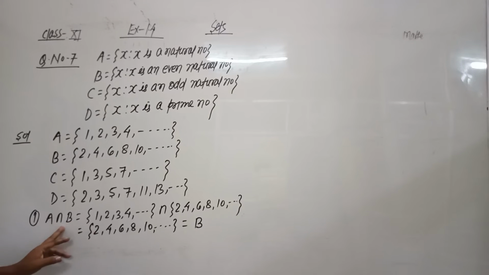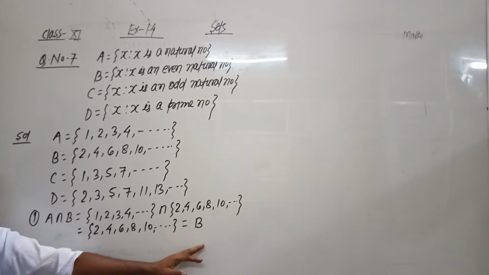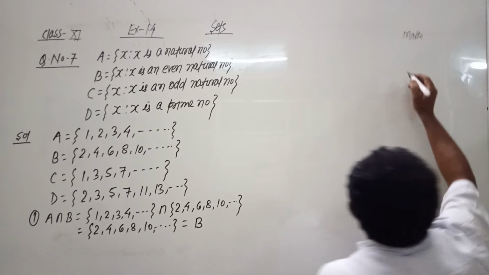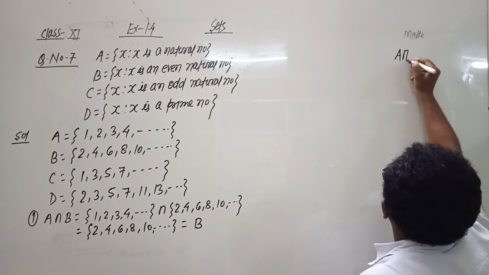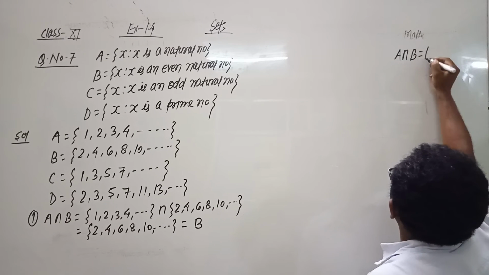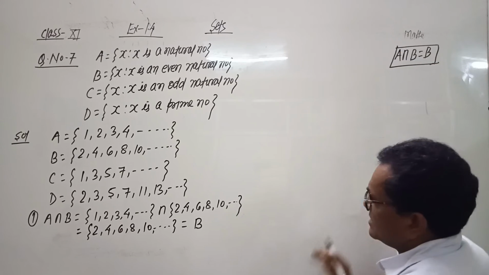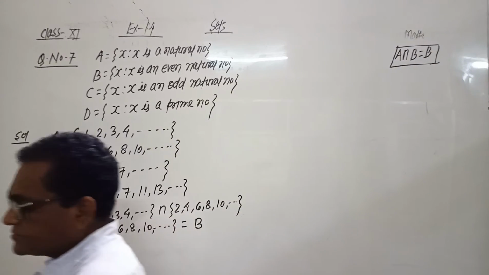So this is the formula which you have to keep in mind. A intersection B always equals B. This is the formula which we use.